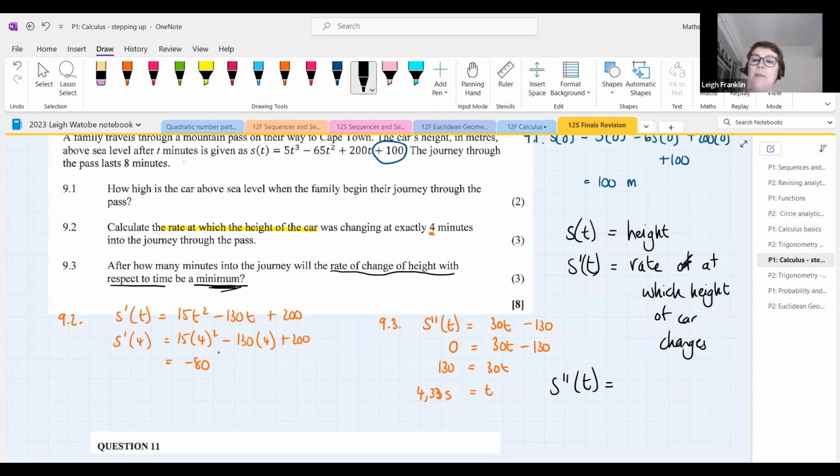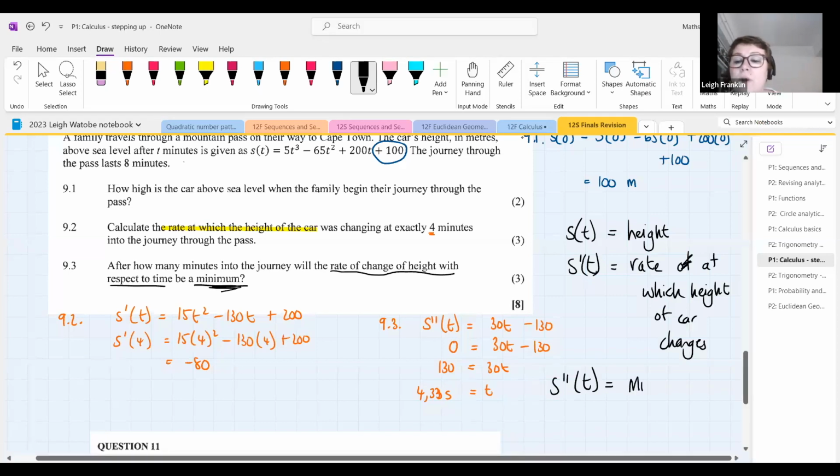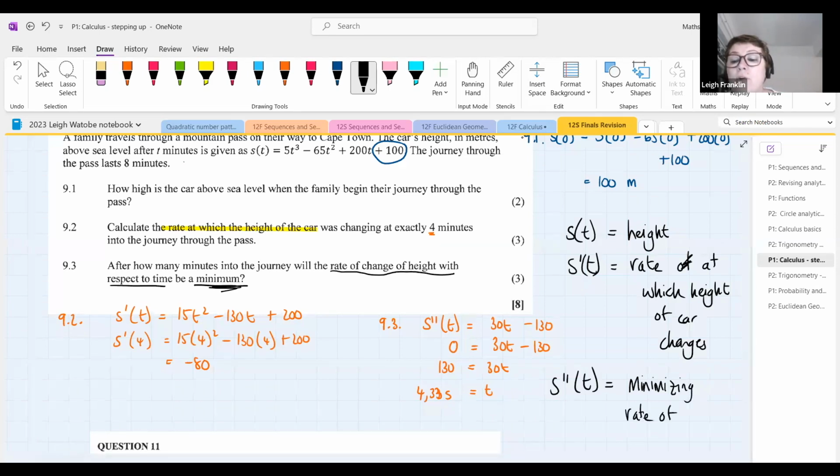Okay, I hope that's coming through for all of you and that this is making sense. You're a little bit quiet. Does that make sense to you why it would be the second derivative? So we are minimizing the rate of... okay, so that's coming through. Okay, cool.